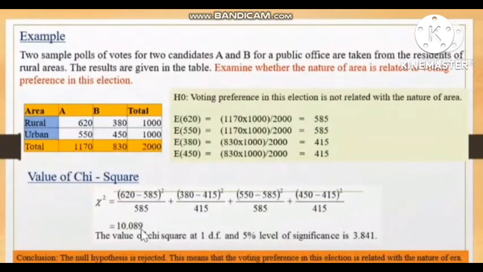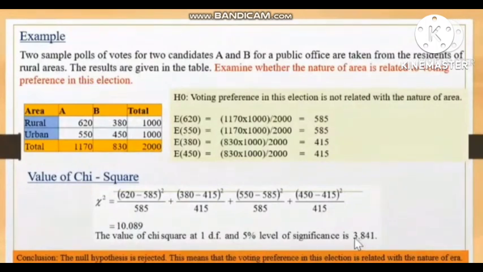So we would consult the value of chi-square from the chi-square table at 1 degree of freedom. And if this calculated value is greater than that tabular value, we would reject the hypothesis. The rest of the procedure is the same in all the cases. If the value is greater, reject. So here, the tabular value is 3.841. Obviously, 10.089 is greater than 3.841. So the null hypothesis is rejected.